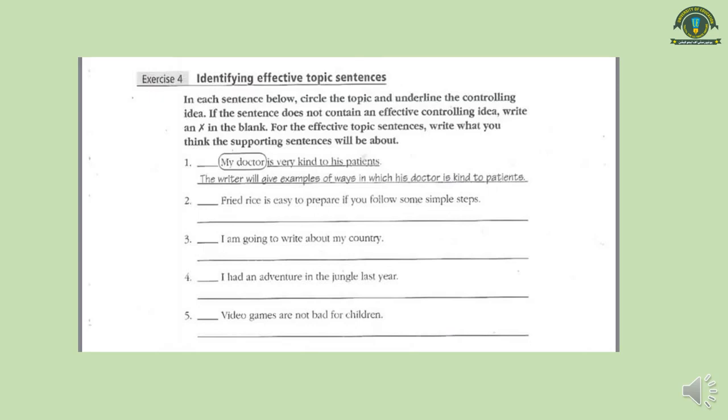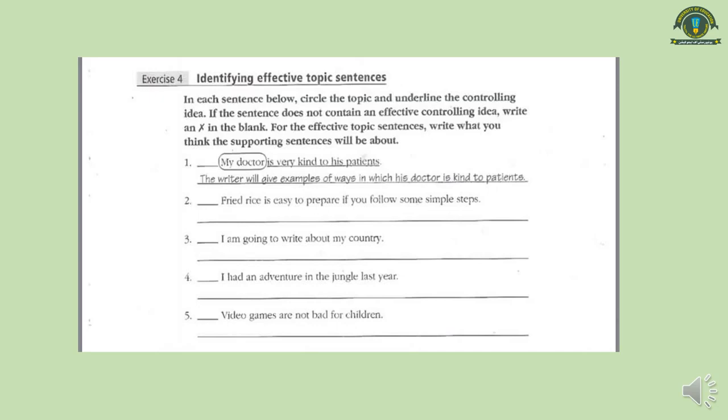In each sentence below, circle the topic and underline the controlling idea. If the sentence does not contain an effective controlling idea, write an X in the blank. For the effective topic sentence, write what you think the supporting sentence will be about. So this activity is for you, and the first one is filled in for your easy understanding.